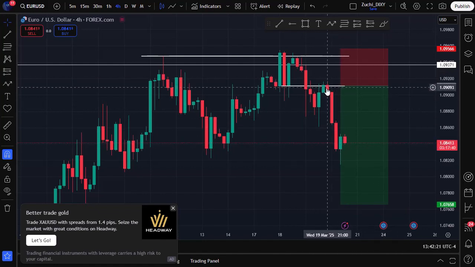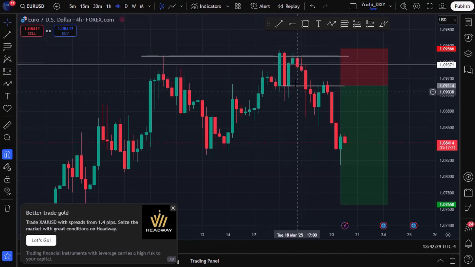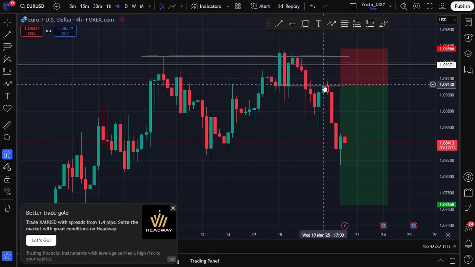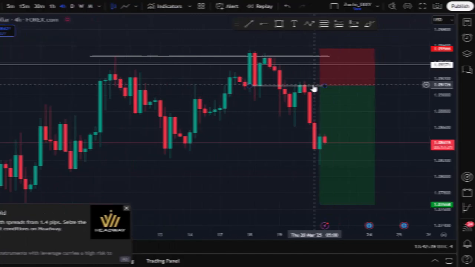And you can see how it immediately reacted from that point. All right, so this is my pullback entry that I use. So first I want to see price reject from my support or resistance area and show me great momentum, and then I would use that to set my pullback or my limit order before I take my trade.